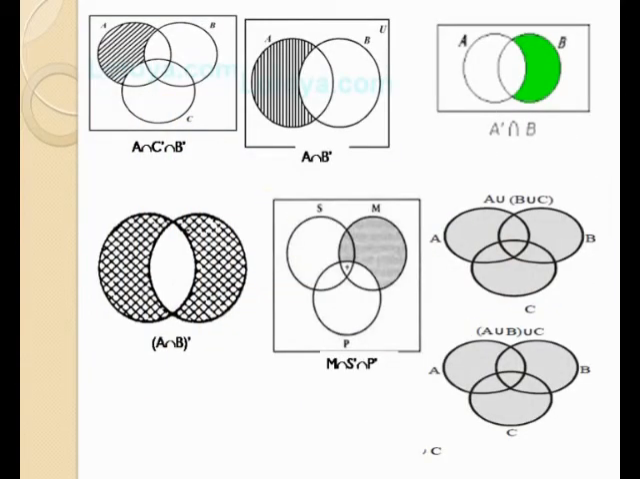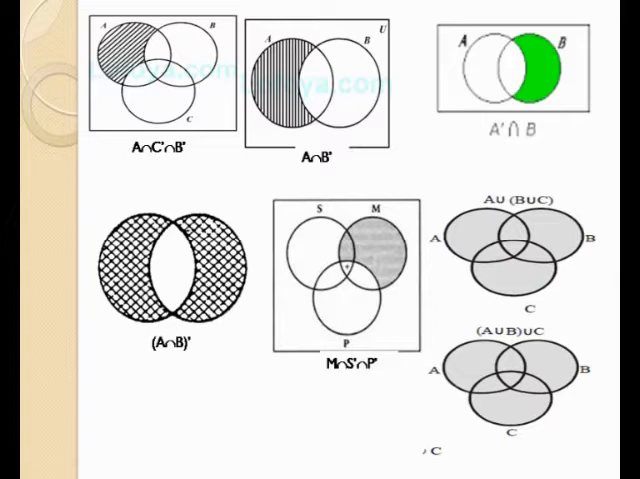Then we have the picture that actually deals with S, M, and P. Here it is M intersection S intersection P complement. That is, we are not interested in P at all, but we are interested in elements that belong to S and M, that is, that belong to both S and M. S and M will give us the middle portion where S and M overlap, but does not belong to P.